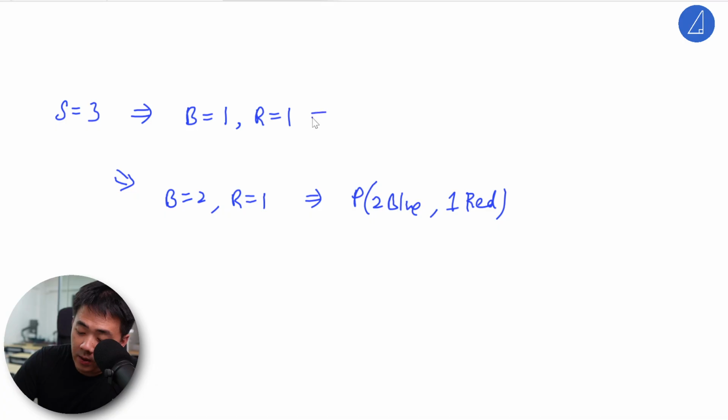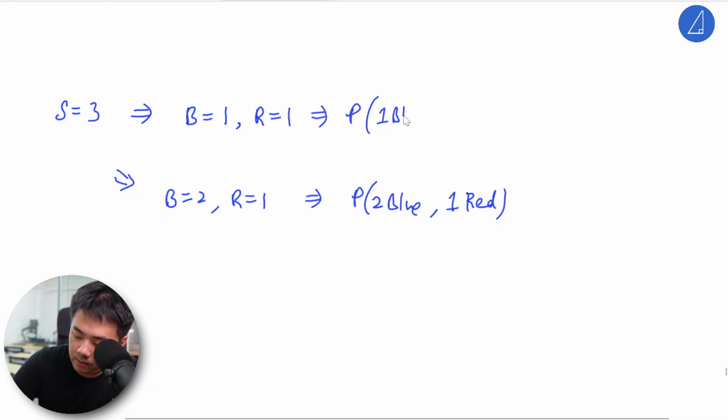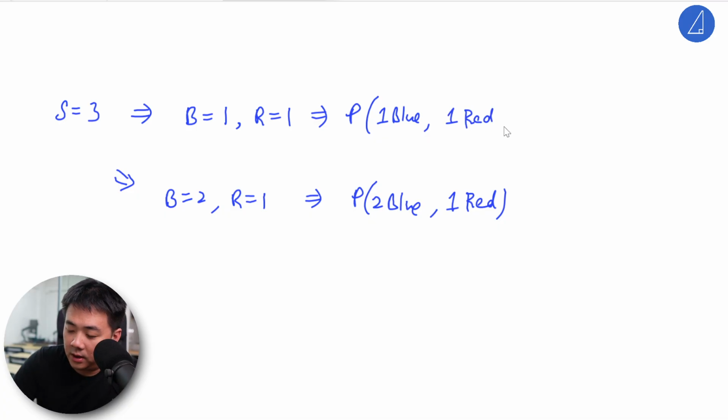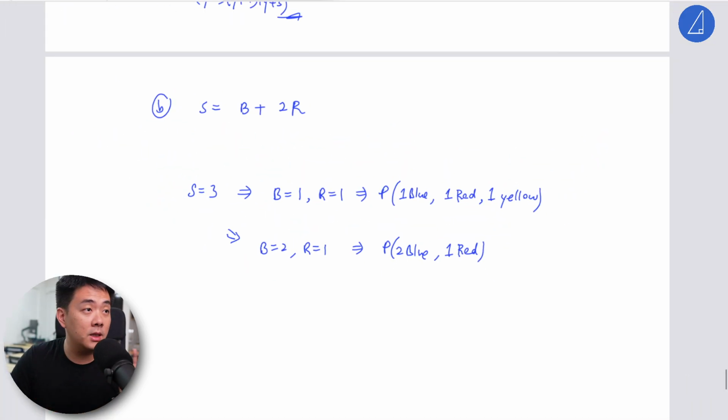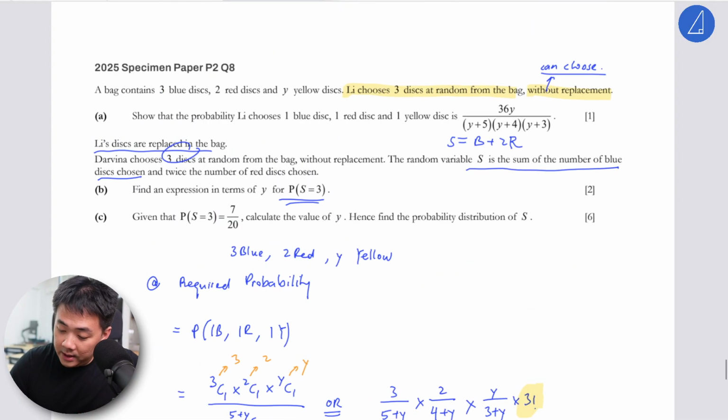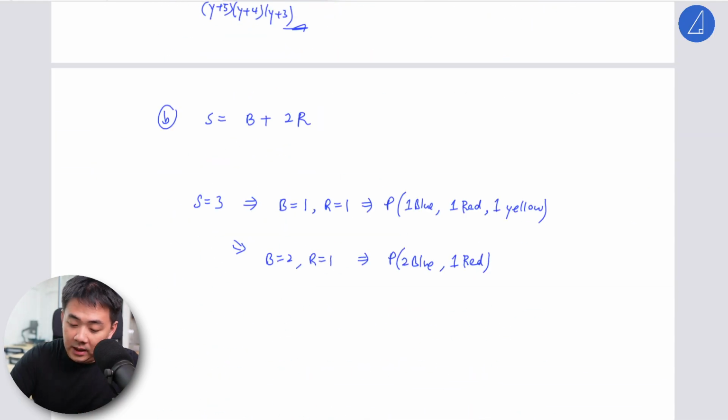Okay? This one is the probability of 1 blue and 1 red. The next question is, why do we need to fix the yellow? Bro, you are drawing 3 balls. In this case, it's 3Ds. You have 3Ds here. If you don't dictate this, yellow can be any other color.